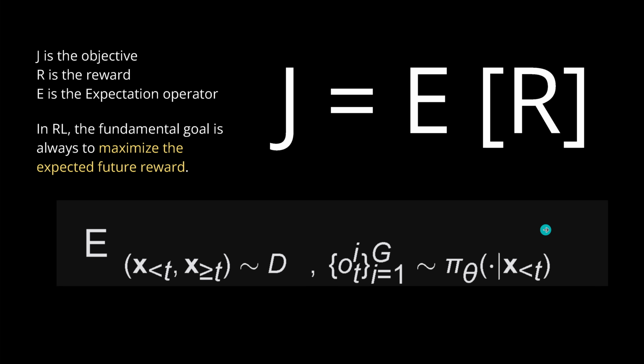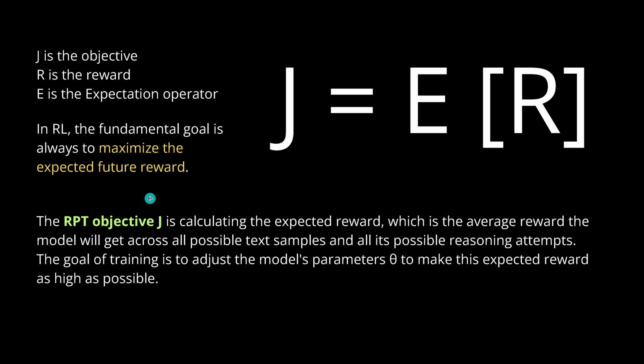I'm going to explain it in detail, and you're going to laugh in about 2 to 3 minutes' time at how simple it is to understand this. So, you see, a basic equation, just the expectation operator, and yes, the reward function. We will have a closer look. In the reinforcement pre-training objective, the objective function J is now calculated in a different way. It calculates the expected reward, which is the average reward of the model across all possible text samples and all its possible reasoning attempts. The goal of the training is to adjust the model parameter theta to make this expected reward as high as possible. So again, we are in an optimization structure.